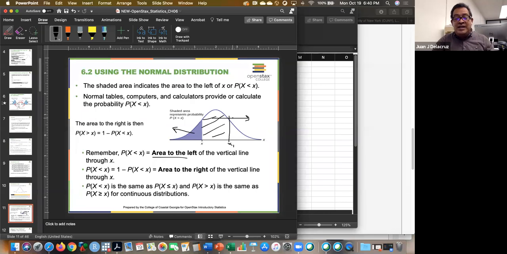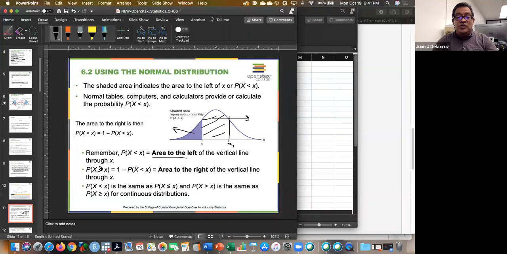The area to the right. In order to compute the area to the right, what I have to do is subtract the area to the left from 1. Why? Because if I want to find this area, I know this area. So in order to find the area to the right, I have to subtract this area from 1. Okay.